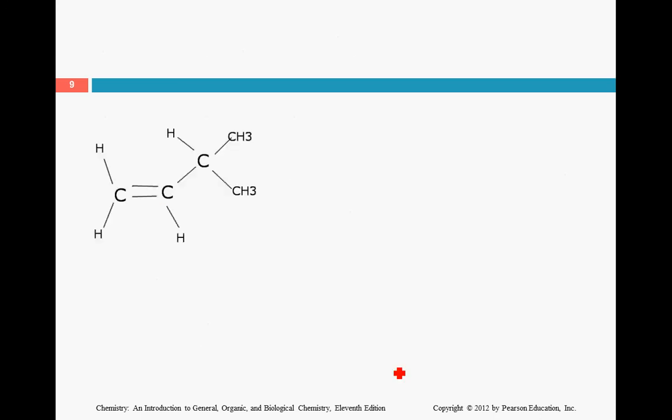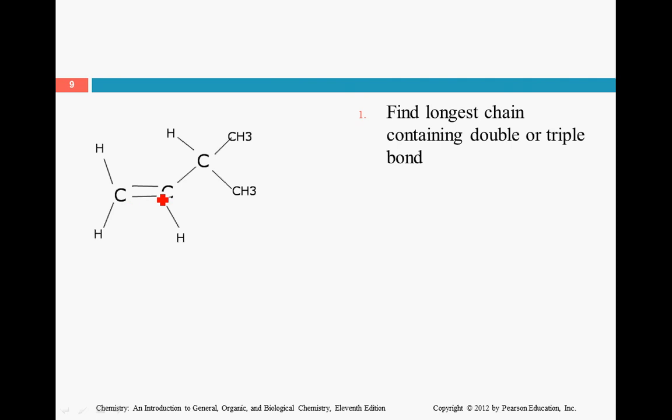So let's practice some naming. First thing you want to do is find the longest chain. So here's the double bond. We want to make sure our double bond is in the chain. So we're going to start here. And there's our double bond, or there's our chain. 1, 2, 3, 4. There are 4 carbons in our longest chain, which means it's going to be but-, because there's 4 carbons, ending in -ene because we have the double bond.